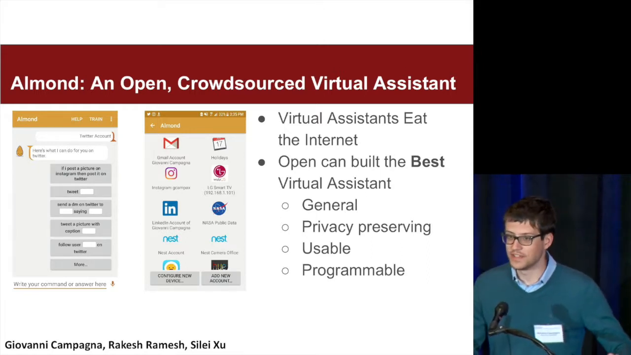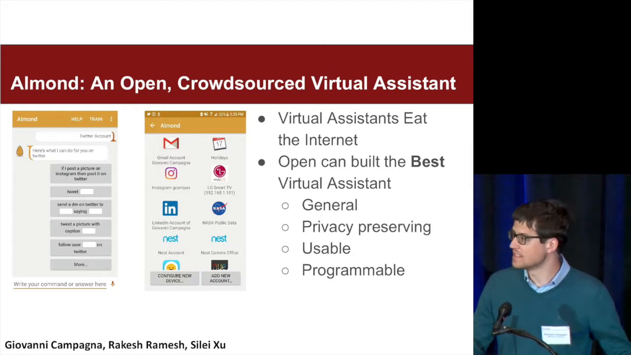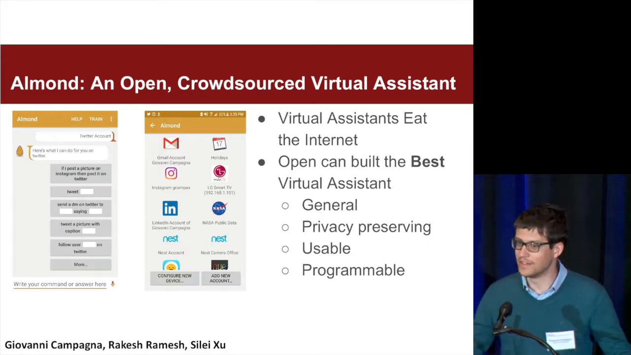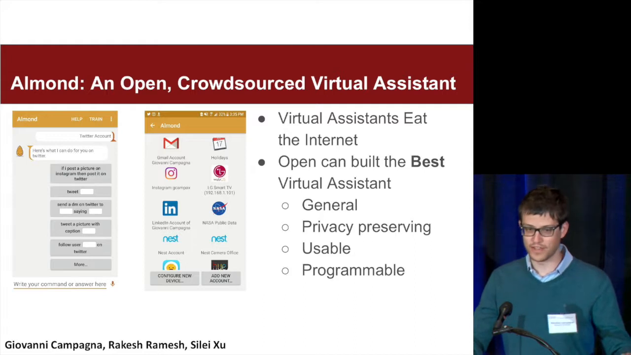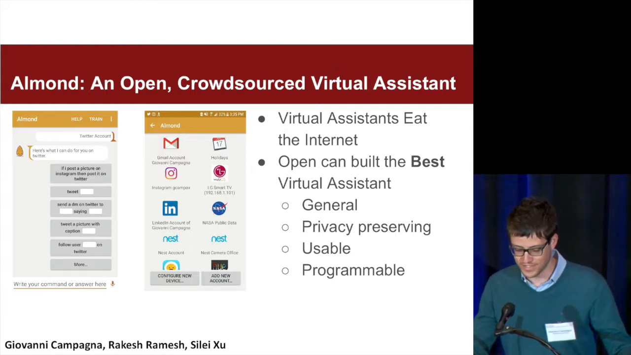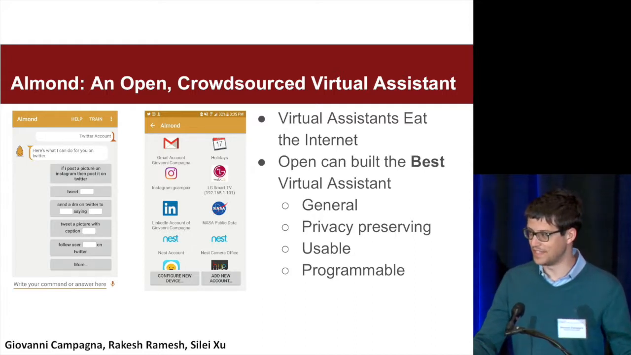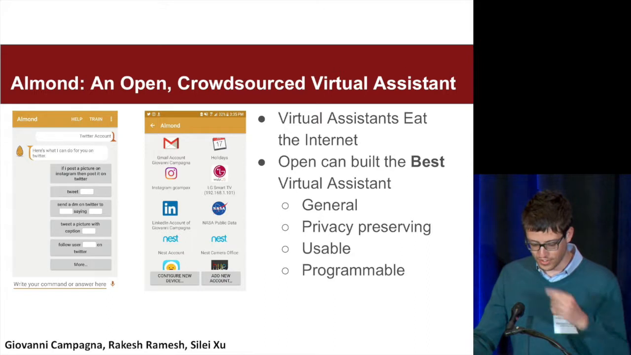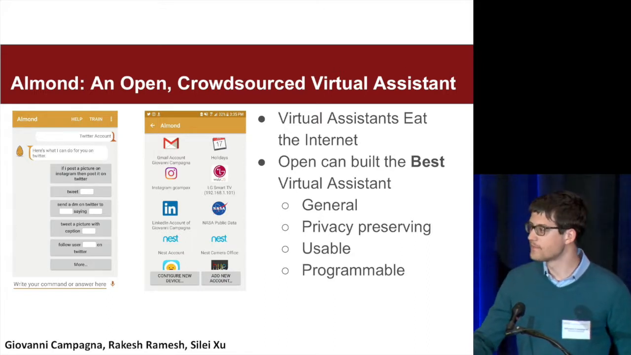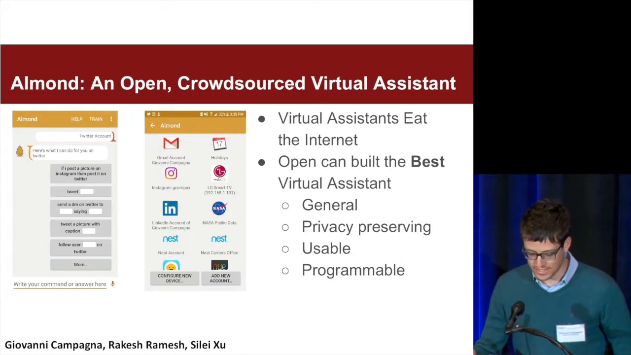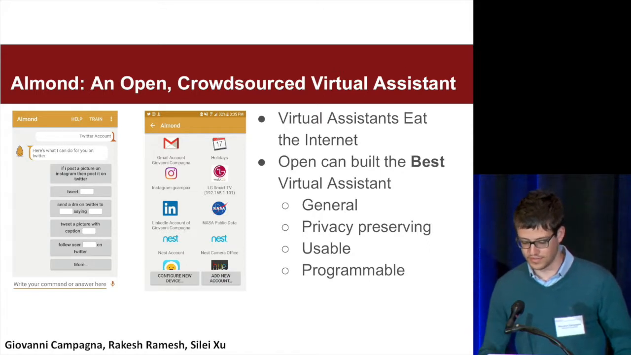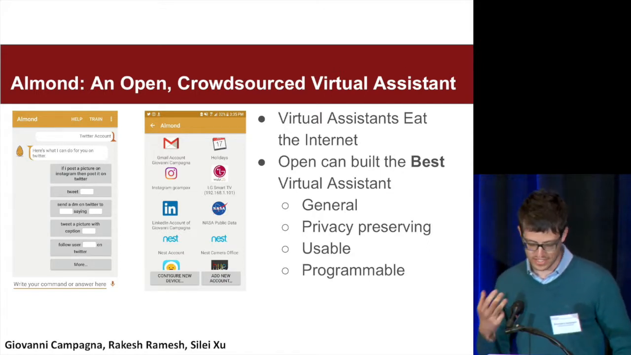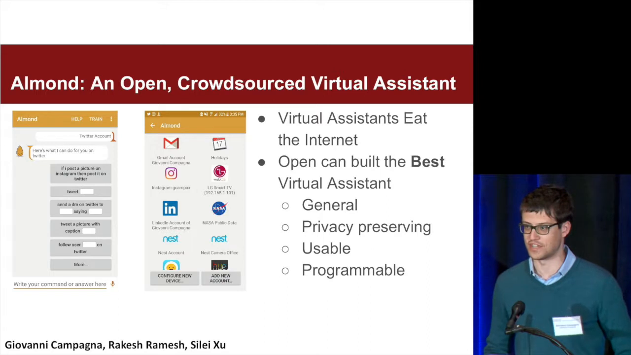Hi everyone, I'm Giovanni. I'm a third-year PhD student advised by Monica Lam. And today I'm going to present Almond. You have seen Almond earlier today, so I'll be very brief, but I will repeat that virtual assistants are going to eat the internet. They will replace all interfaces to all services. And we want to build the best virtual assistant, one that is general, covers all services, respects your privacy, you can actually use it, it works, and it's programmable.